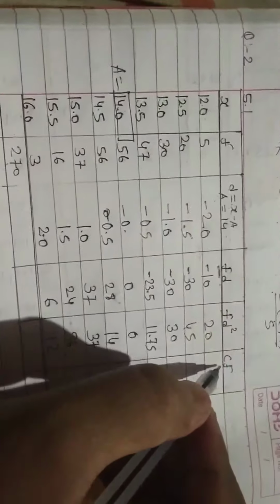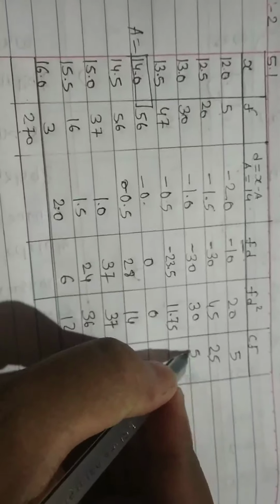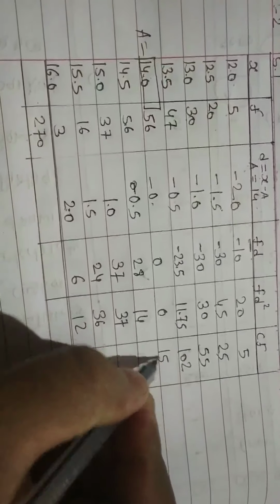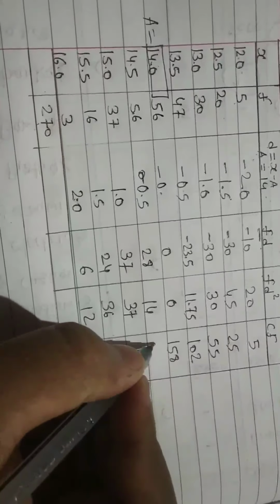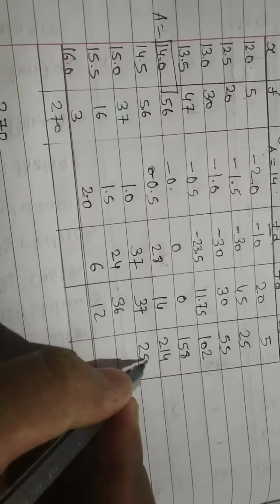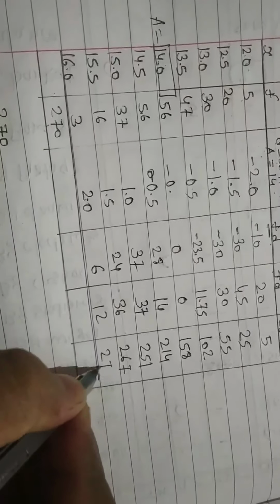This is a new column of CF, cumulative frequency, because we have to find the median. 5 plus 20 is 25, 25 plus 30 is 55, 55 plus 47 is 102, 102 plus 56 is 158, 158 plus 56 is 214, plus 37 is 251, plus 16 is 267, and plus 3 is 270.